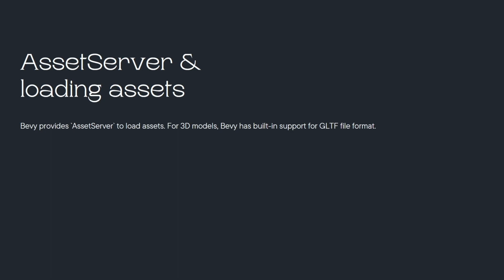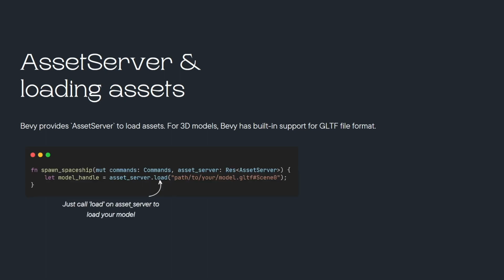Bevy provides an asset server to load assets, including 3D models. For 3D models, Bevy has built-in support for the GLTF file format, which is a versatile and widely used format. Although it's not the de facto standard for other game engines like Unity, it's quickly growing in popularity. In this example, we can see how to load a model from a GLTF file. Note that you'll often see GLB instead of GLTF. That's just the binary version of the same format.